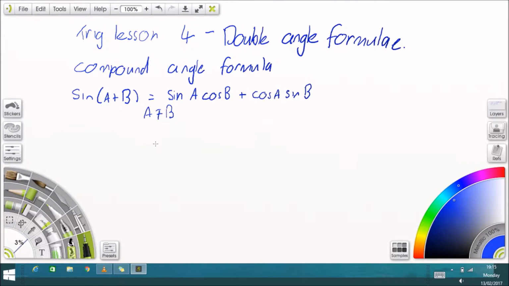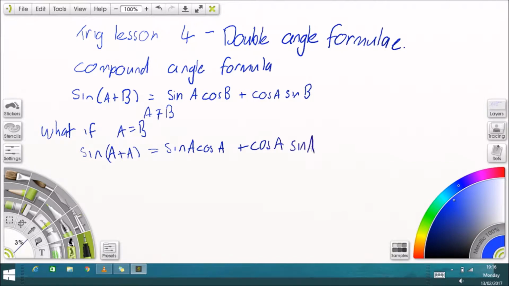Sine A plus B gives you sine A, and it puts each angle separate from the other. That's for ease of computation. That's when A is not the same as B, so it's two different angles. But what if A was equal to B? So we're taking sine of double the amount of the angle.